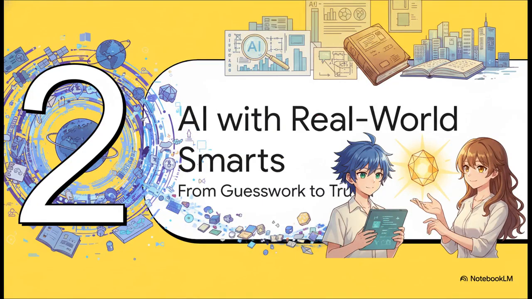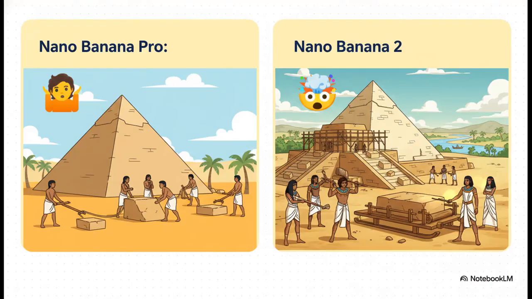So character consistency is huge, but what about getting facts right? Well, Nano Banana 2 is built on a really powerful model called Gemini 3.1 Flash, and that lets it tap into real-world knowledge. This is what shifts its images from just being creative guesswork to something that's actually grounded in truth. To test this, the prompt was super simple.